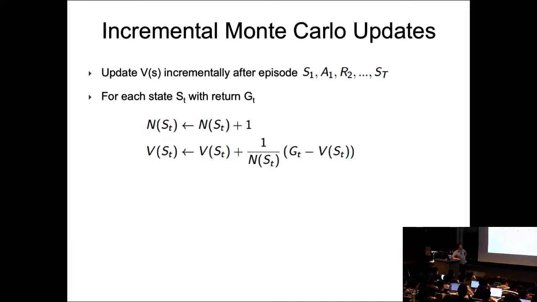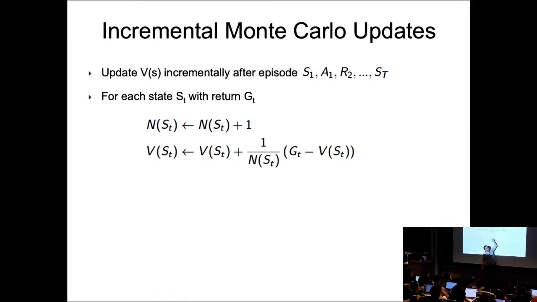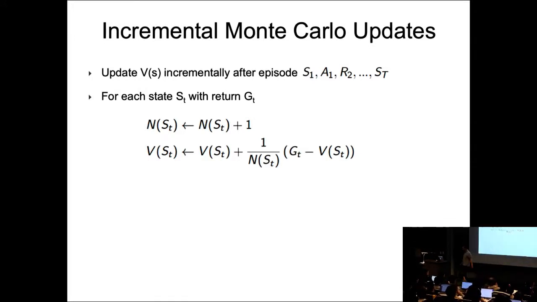So for example, to update the value of the state incrementally, after you've seen an episode, you start at a particular state, you take an action, you get the reward, and so forth, all the way up to some capital T, some terminal state. For each state with return G sub t, you're basically counting how many times you're visiting that particular state. And then you're updating the value function as the previous estimate plus what the estimate of the mean is.